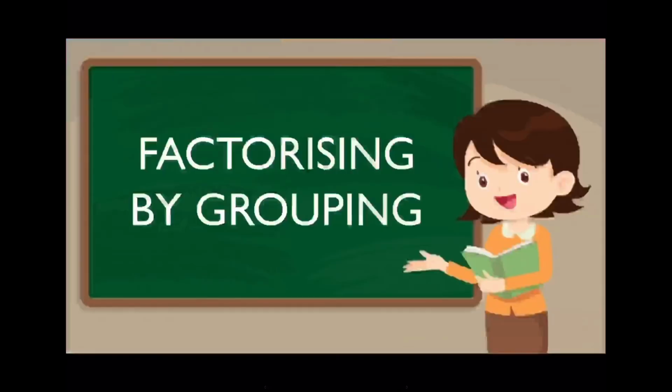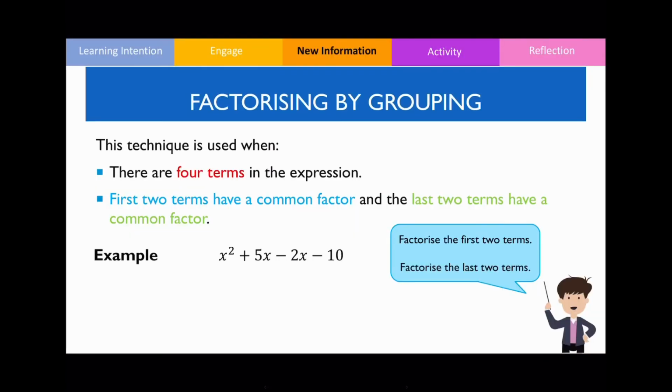We're going to be looking at the last part of today's lesson, which is about factorizing by grouping, okay? So factorizing by grouping is a certain type of factorizing technique that can only be used when the quadratic expression only contains 4 terms, okay? The second requirement is that the first 2 terms have a common factor and that the last 2 terms also have another common factor, okay?